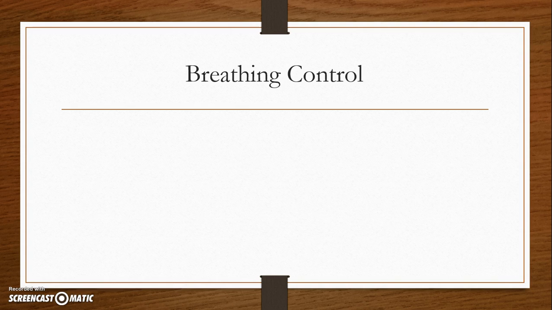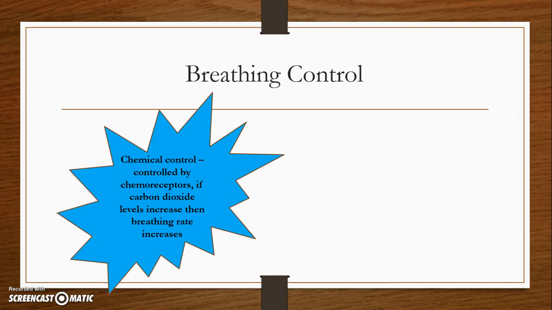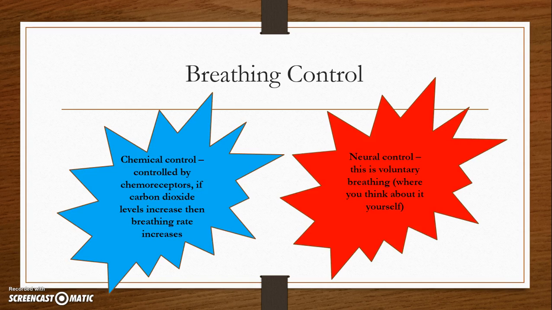Last two things we need to know: breathing control. We've got two ways we control breathing. So we've got chemical control and neural control. So chemical control is controlled by something called chemoreceptors. Now, chemoreceptors detect chemical changes in the body. So if carbon dioxide levels increase, then breathing rate will naturally increase.